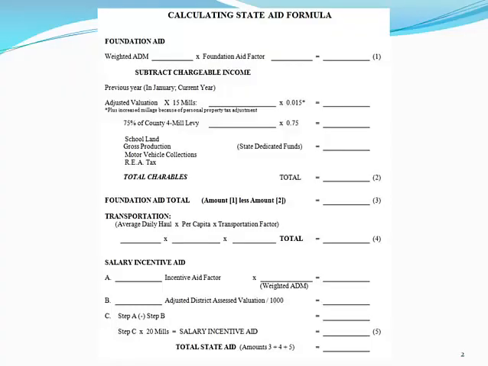So the first thing you see here is the calculating state aid formula sheet. You will need a copy of this sheet for each of your districts. As you work through this video, what I would encourage you to do is to actually use an extra copy of this sheet and work the demonstration as you go through so that you can see what you're doing, even though the demonstration is going to be in this video.